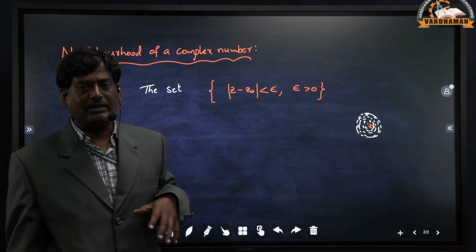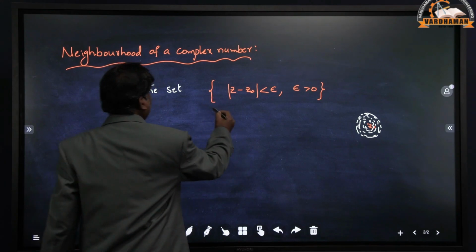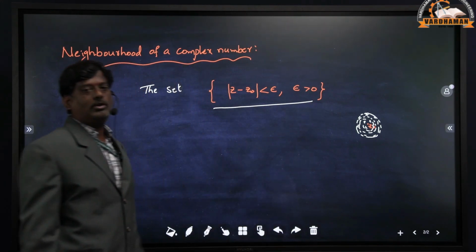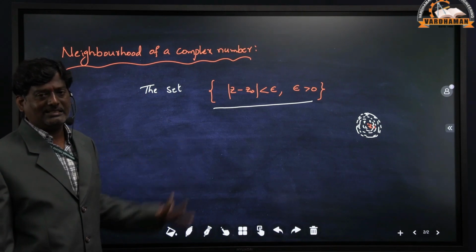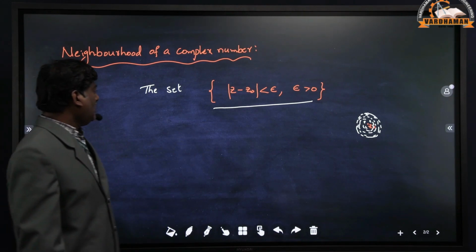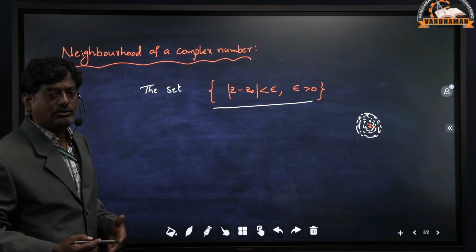A disk, you can take the disk here. This disk is called a neighborhood of a complex number, a neighborhood of the complex number denoted here as Z0. Is it clear?